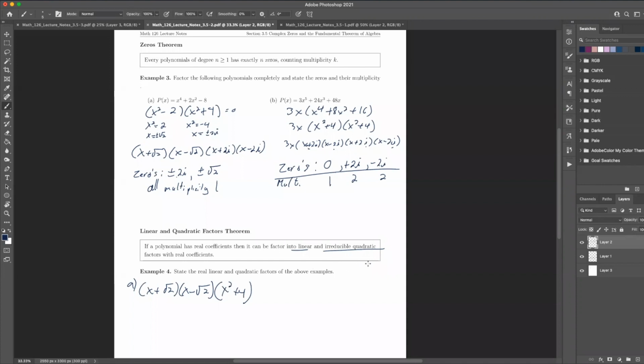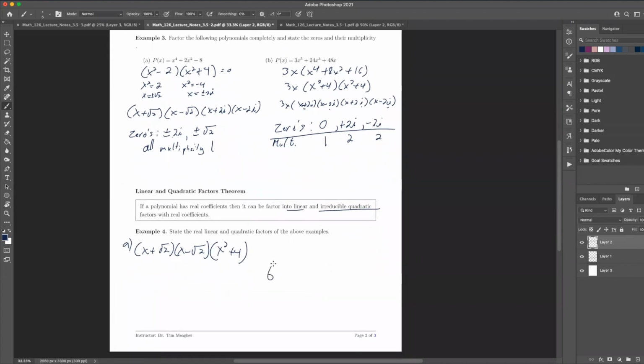Every now and then, you're going to want to have all your factors be real for some reason. This is just another way of saying I can factor. Here, notice I've put it into my irreducible quadratic factors, okay? You can also write this as x plus x squared plus 4 squared. And that's also another popular way to write factors.